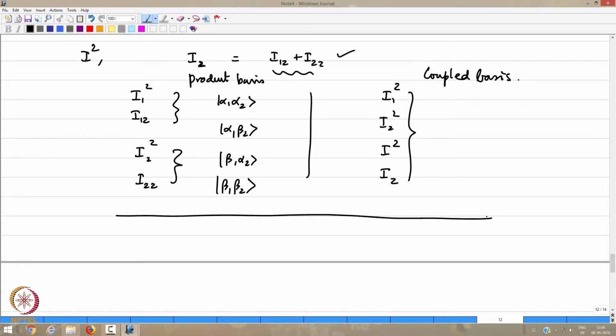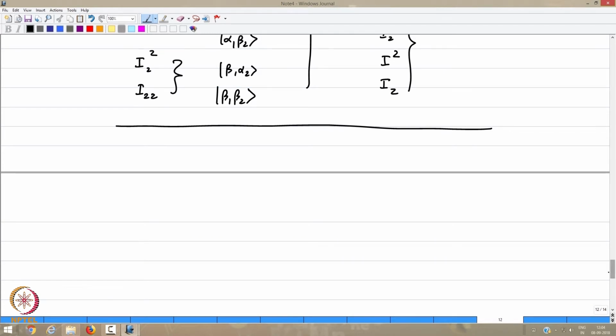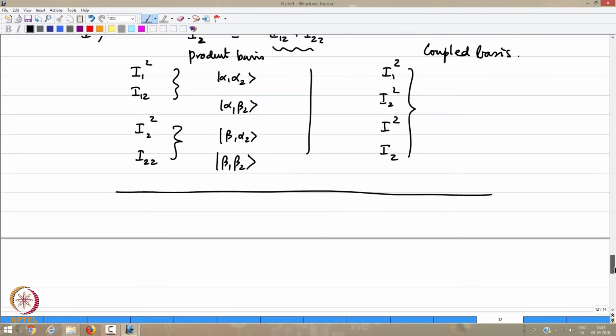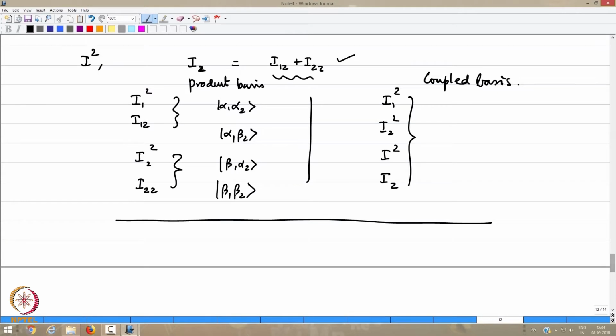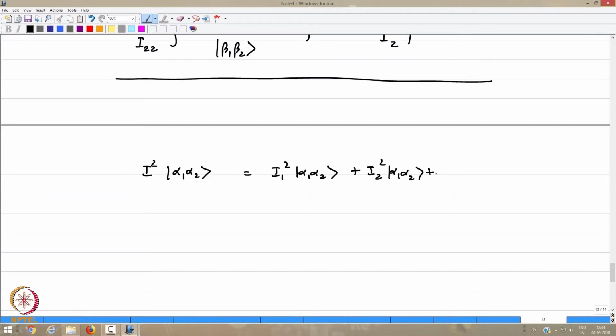Okay. So, I will indicate the first couple of steps and then the rest of it can be derived in the same way. Let us look at I square on alpha 1, alpha 2. I square on alpha 1, alpha 2 is I1 square on alpha 1, alpha 2 plus I2 square on alpha 1, alpha 2 plus 2 times I1 dot I2. So, there is already a 1 by 2.